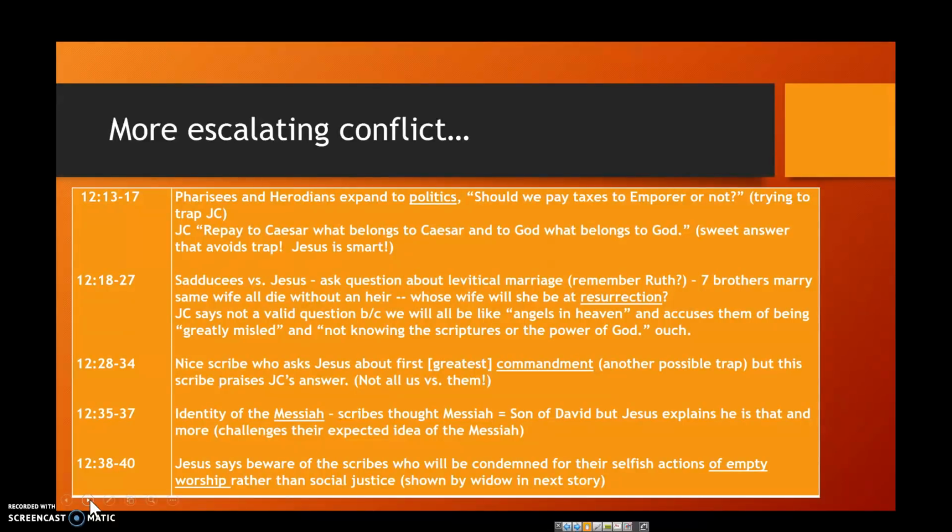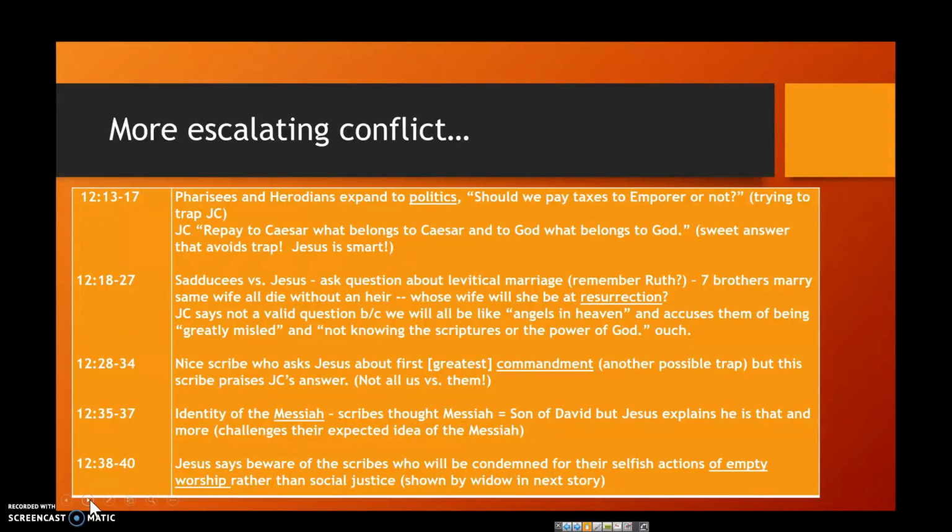So they go back to talking about interpretation of the law. And so there's a question about Levitical marriage next. Remember that from Ruth. And really this question is pointing at the concept of resurrection. Remember, the Pharisees are the only group that believe in resurrection alongside Jesus.